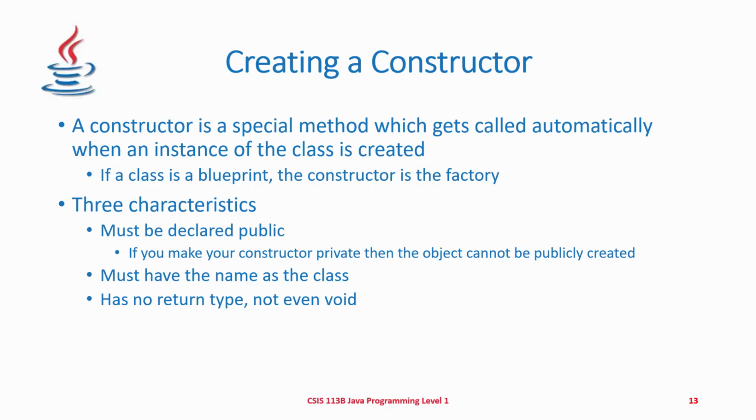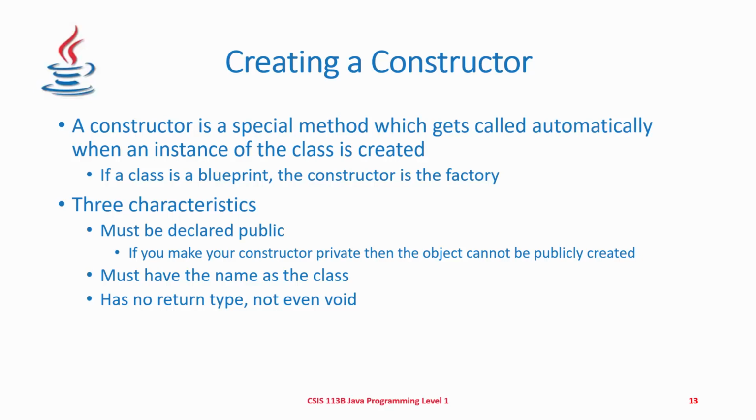So there are three characteristics with regards to constructors. It must be declared as public. You can make it private, but then the object would not be able to be publicly created, so for now the access modifier for the constructor should always be public. Then you must have the name as the class. Whatever your class name is, that's the constructor name, with a pair of parentheses after it. And it will have no return type, not even void.